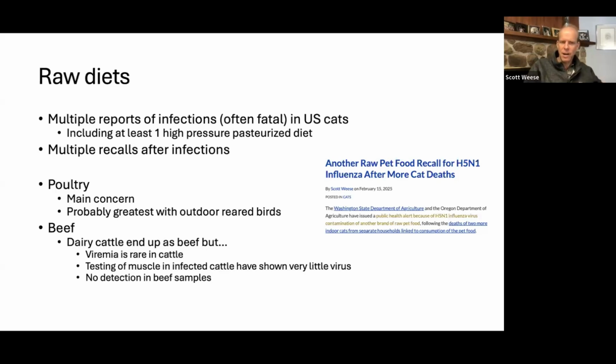But viremia, so the virus in circulation, is quite rare. It's really localized to the udder. And testing on experimentally infected animals has been pretty hard to find the virus in muscle samples. There's been a little bit of retail meat surveillance done in the US as well, and it hasn't been detected in beef. So I wouldn't say beef is no risk. I'd say beef is quite low risk. Poultry is the thing I'm worried about because it's much higher risk overall.